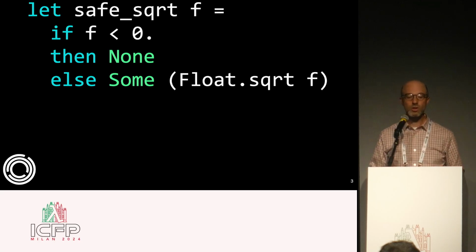Here we have a square root function, but of course negative numbers don't have square roots that can be represented in float. So we check if the float is less than 0, then we just want to return none. Otherwise, we want to return the actual result wrapped up in a sum.